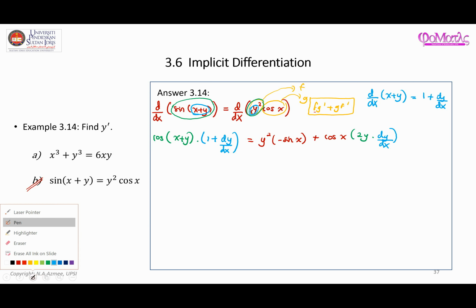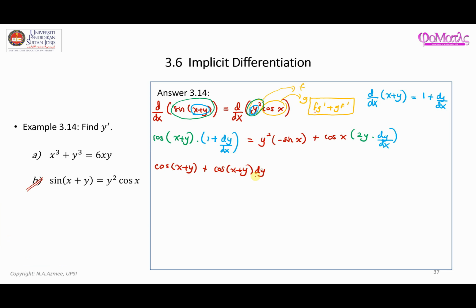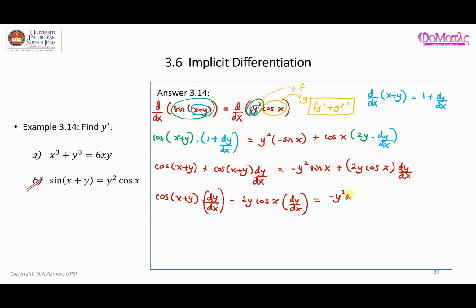Okay, so that is the process. And we're just going to simplify the whole thing given here. So here we have cosine x plus y times 1 plus dy/dx, and on this part we have negative y squared sine x plus 2y cos x times dy/dx. And we're going to group dy/dx together. So what we have next is cosine x plus y dy/dx minus 2y cosine of x dy/dx. Now this is equal to negative y squared sine x minus cosine of x plus y.